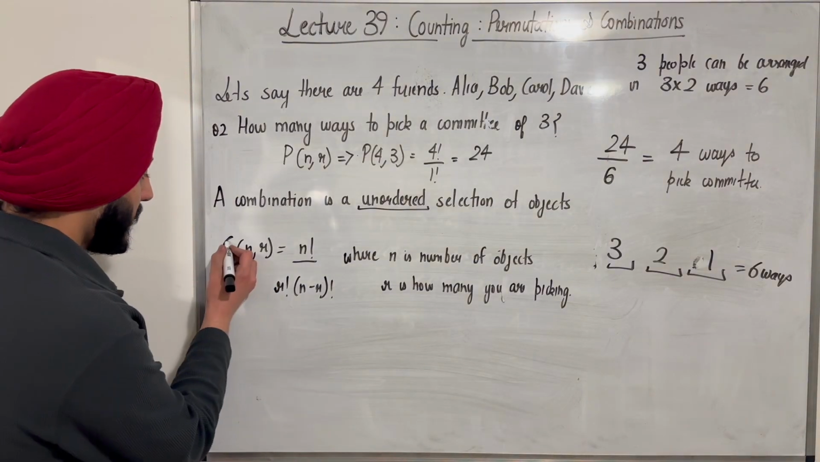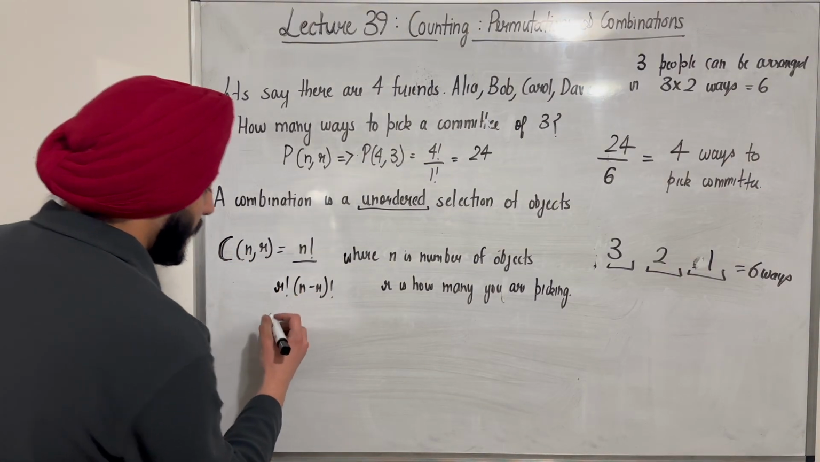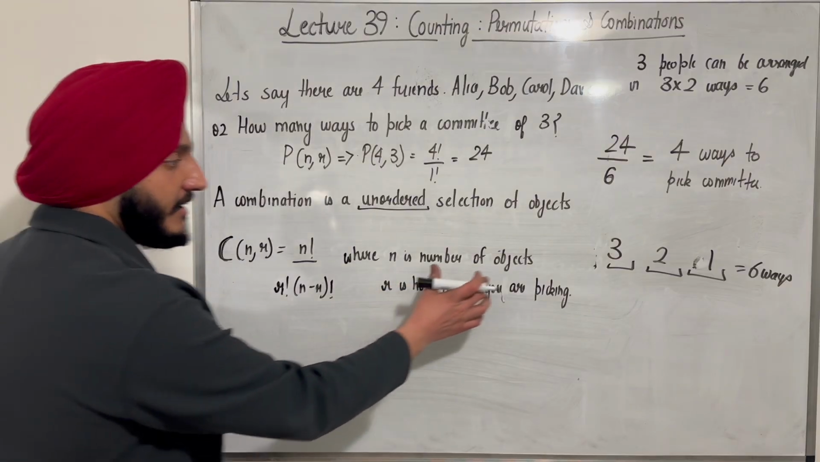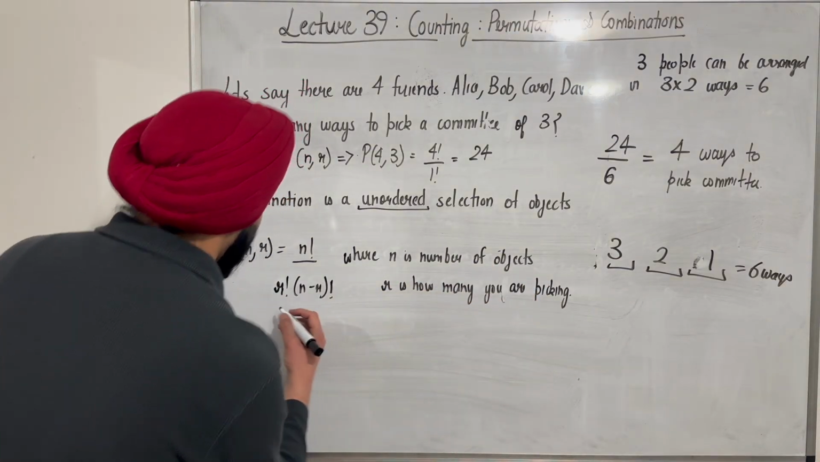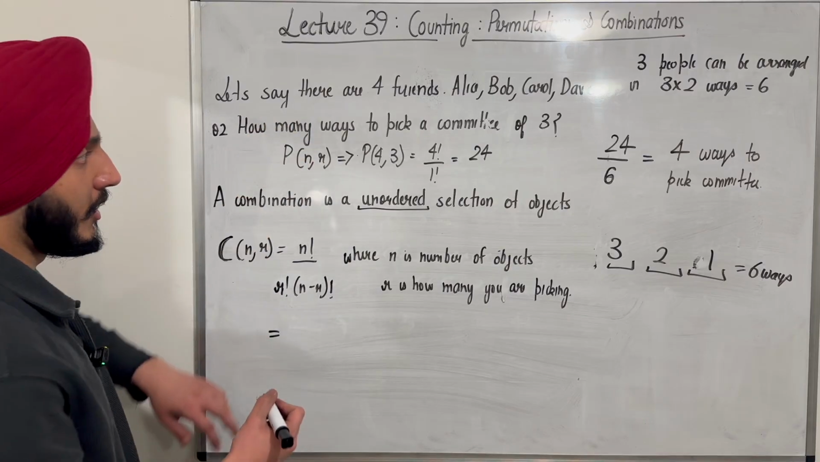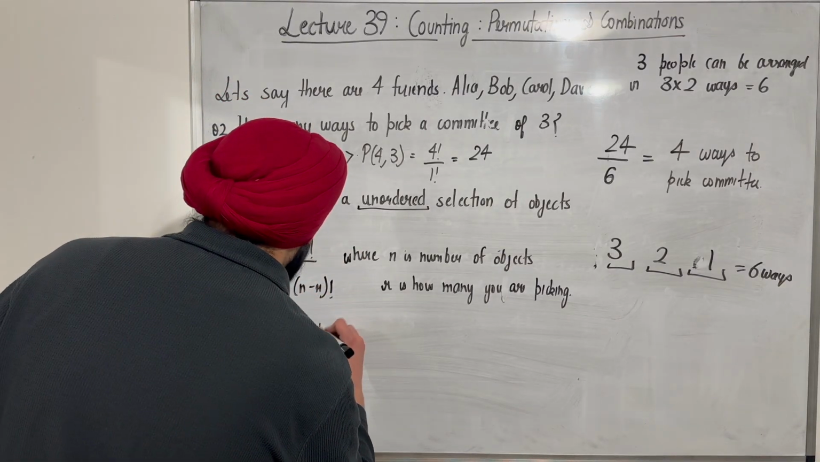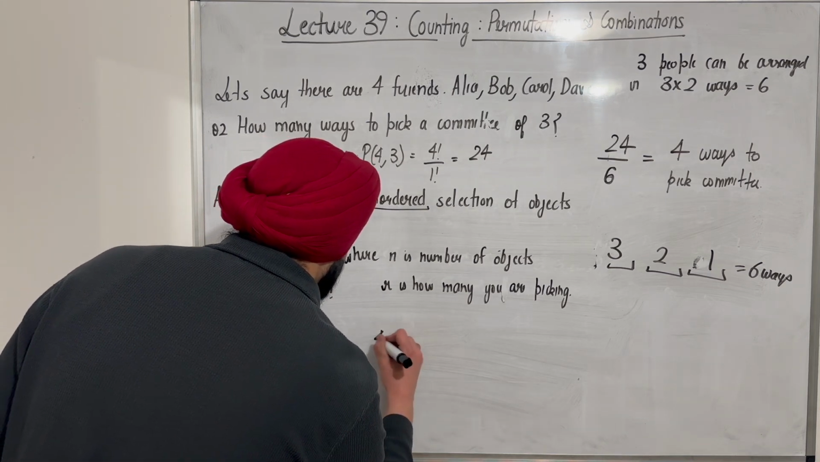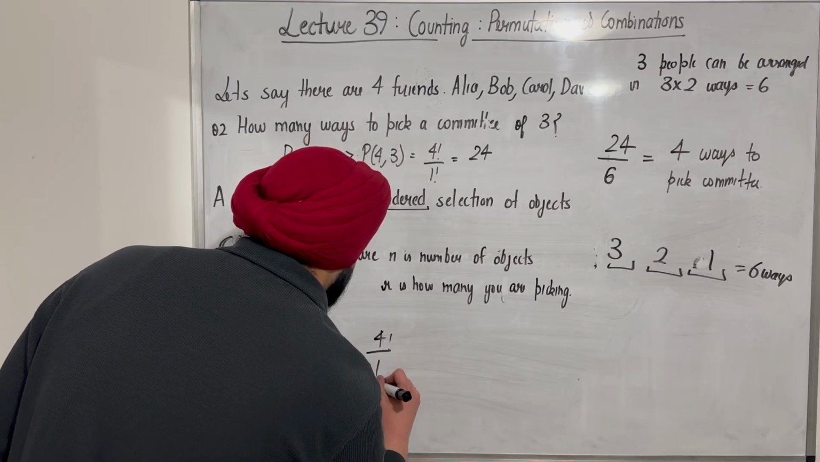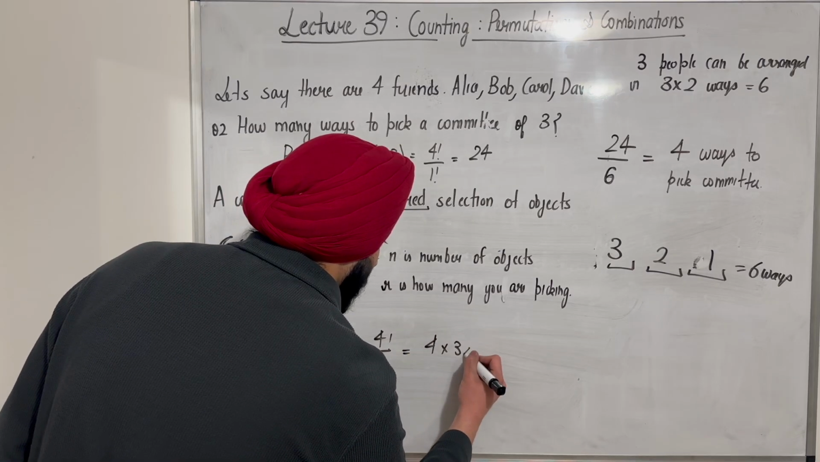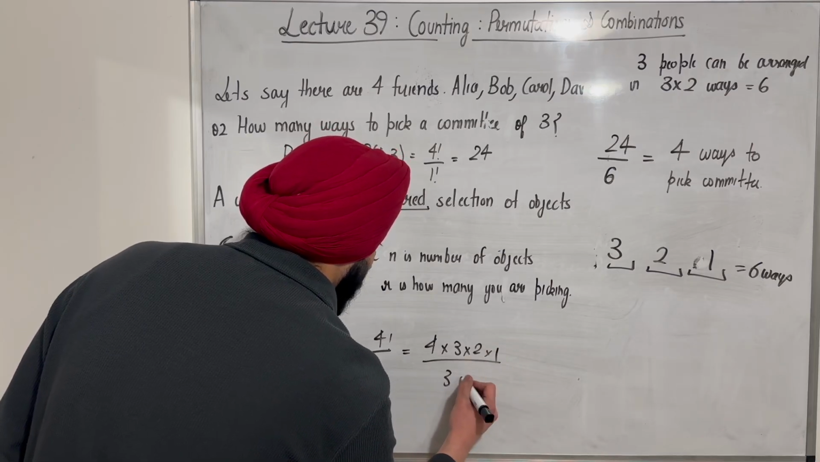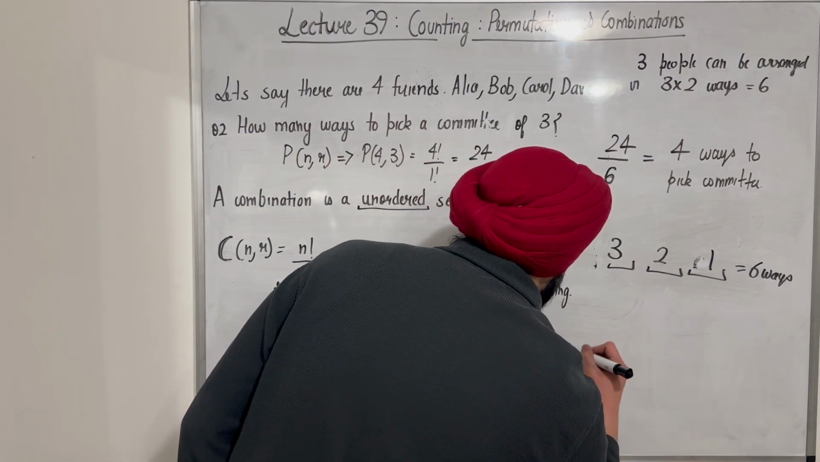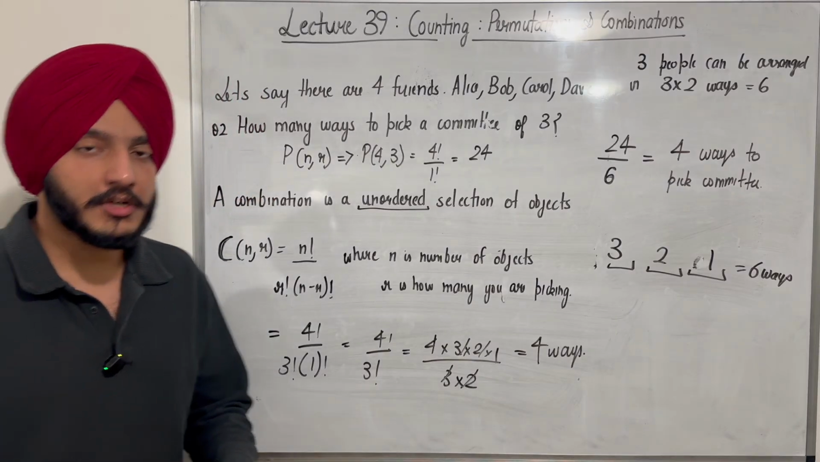So according to the formula, C of n r is basically n factorial divided by r factorial multiplied by n minus r factorial, right? N is the number of objects, r is how many you are picking. So let's just try to solve this question using this formula now. It gives us 4 factorial divided by 3 factorial multiplied by 1 factorial. So it gives us 4 factorial by 3 factorial, which gives us 4 multiplied by 3 multiplied by 2 multiplied by 1 divided by 3 multiplied by 2. So this gives you 4 ways.